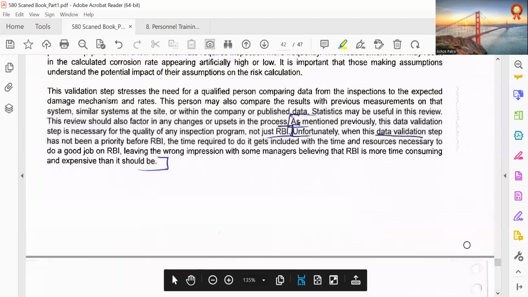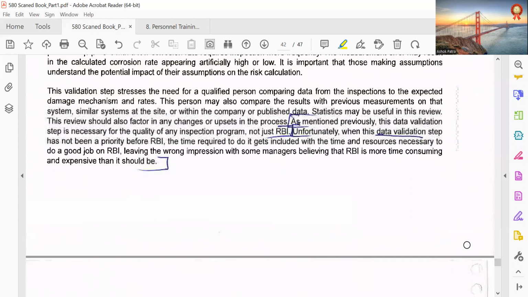As mentioned previously, data validation has not been a priority before RBI, so the time required to do it gets included. The data validation step is necessary for the quality of any inspection program, not just for RBI. Unfortunately, when the data validation step has not been a priority before RBI, the time required to do it gets included with the time and resources necessary to do a good job on RBI, leaving the wrong impression with some managers, believing that RBI is more time consuming and expensive than it should be.